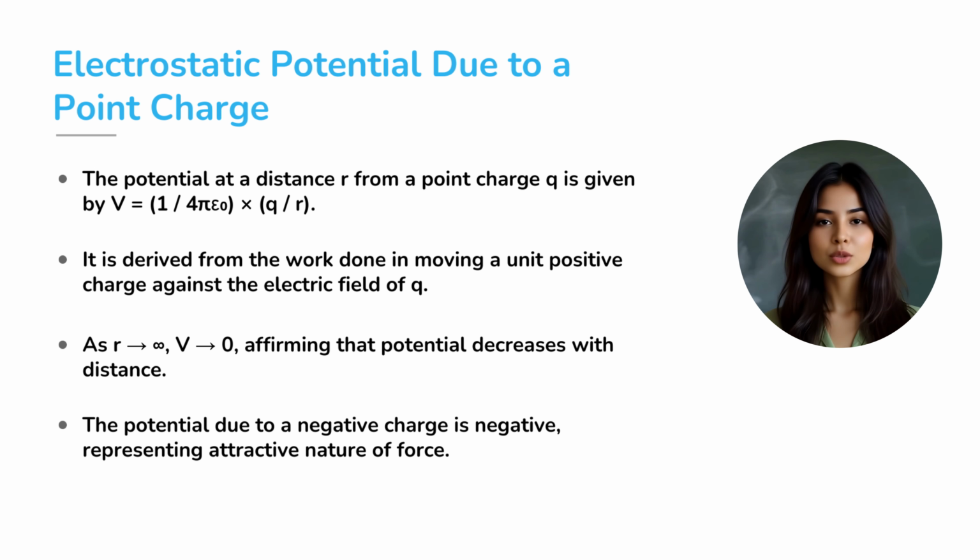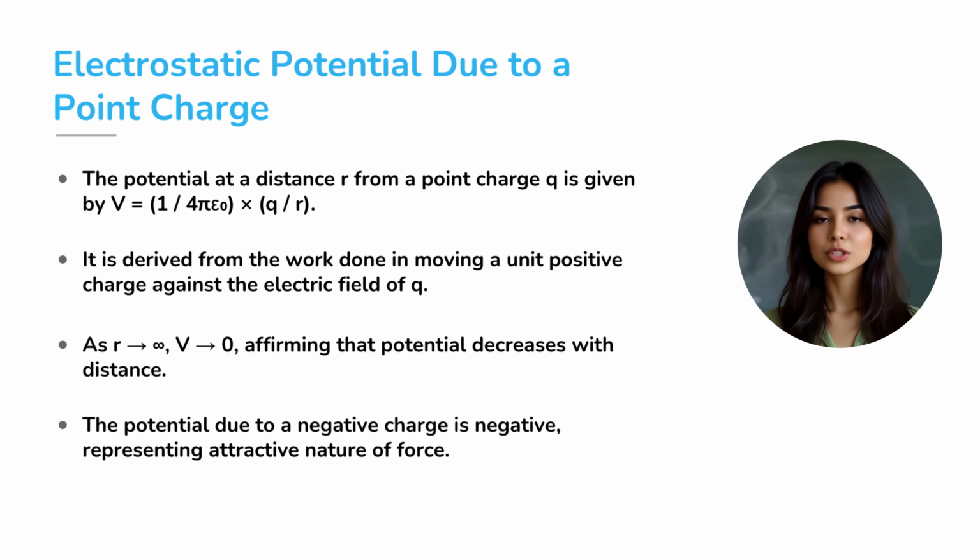Alright, now let's zoom in on a very specific situation, just one single point charge. What would be the electric potential around it? The formula is V equals 1 by 4 pi epsilon naught multiplied by Q over R, where Q is the point charge and R is how far you are from it. This means the closer you get to the charge, the higher the potential. And as you move farther away, toward infinity, the potential drops down to zero.